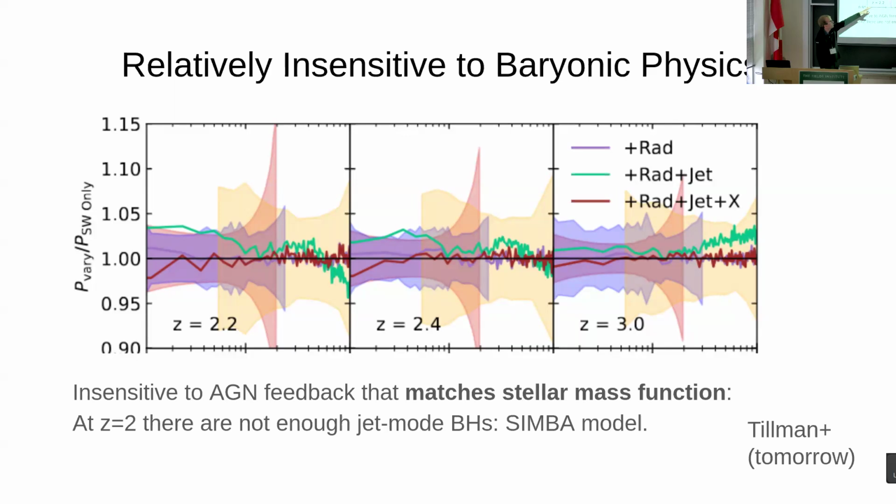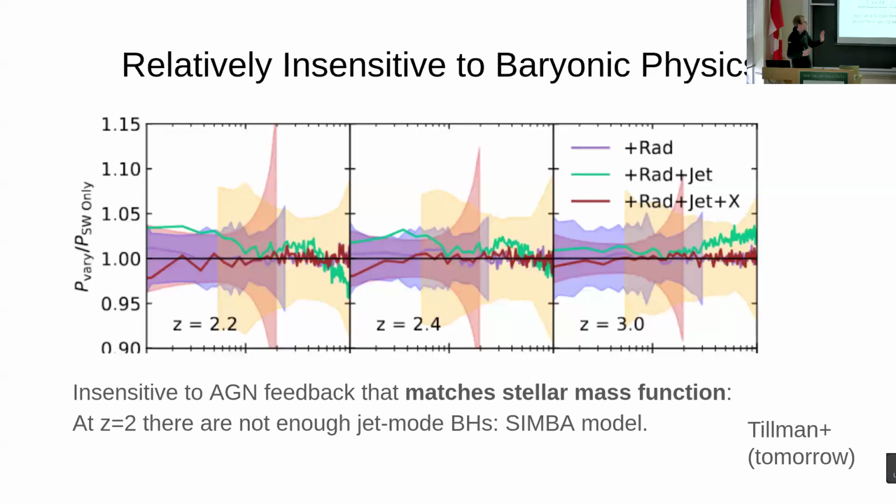You can see the effect on the flux power spectrum is very small, much smaller than the error bars of the data. I want to be clear what I'm saying. I'm not saying that this is completely insensitive to AGN physics. I'm saying that this is insensitive to AGN physics if the AGN feedback model is also able to match the stellar mass function. It is possible to design an AGN feedback model that completely destroys galaxies and prevents any stars from forming. That is not a viable model, right?